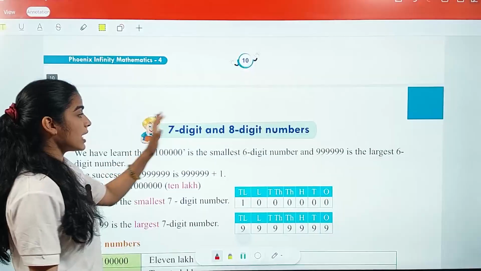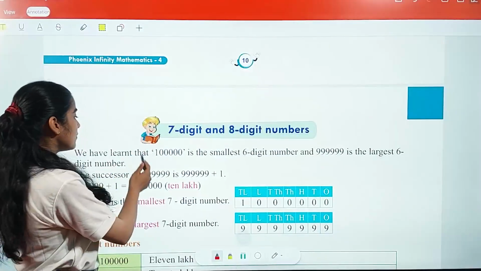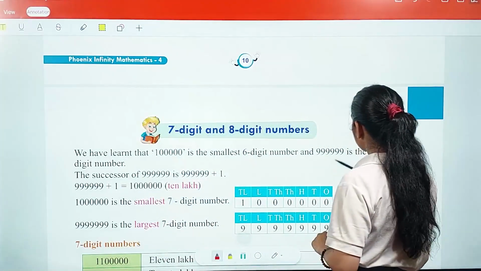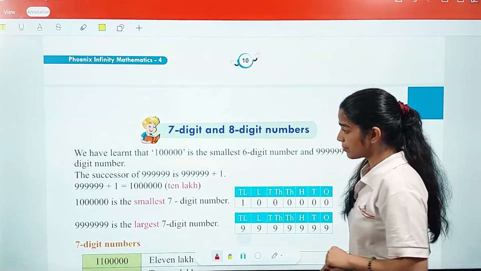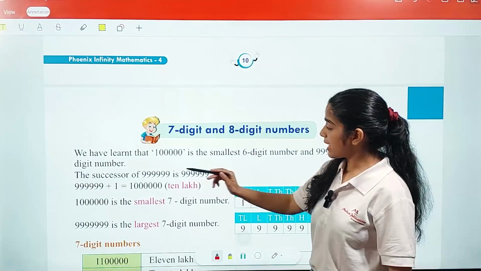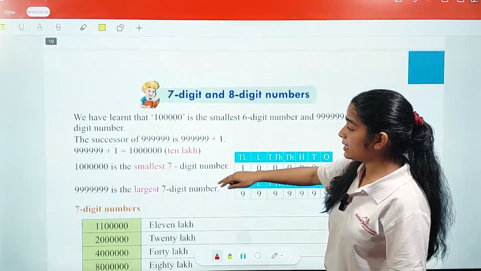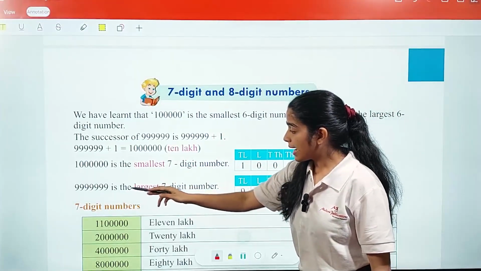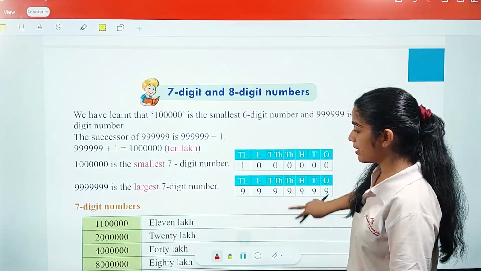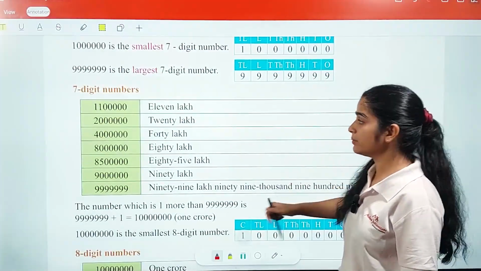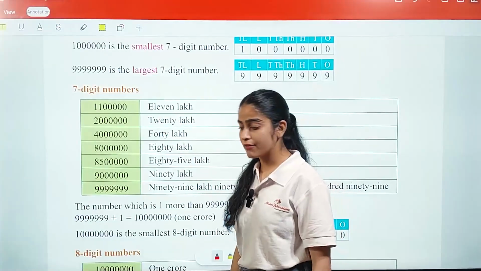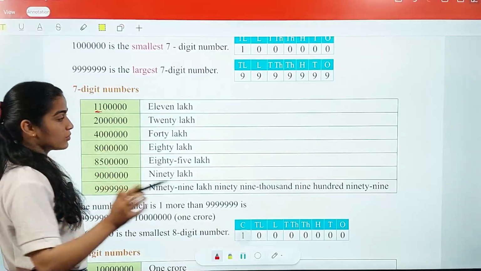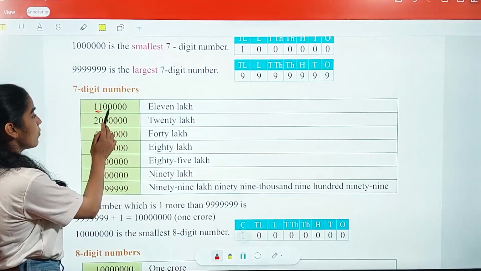Now 7-digit and 8-digit numbers. We have learned that 1 lakh is the smallest 6-digit number and 9,99,999 is the largest 6-digit number. The successor of 9,99,999, which is 9,99,999 plus 1, is 10 lakh, and 10 lakh is the smallest 7-digit number. 99,99,999 is the largest 7-digit number, and when we write our numbers further, 11 lakh. So how can we write 11 lakh? First we write 11. In 11 lakh, we have a total of 5 zeros. So 1, 2, 3, 4, 5.